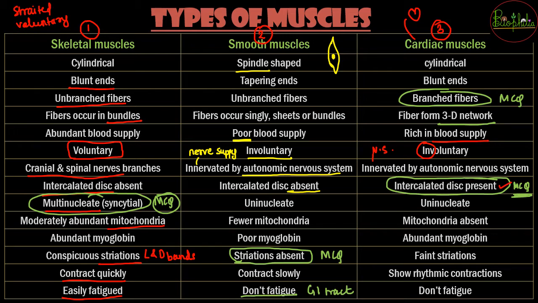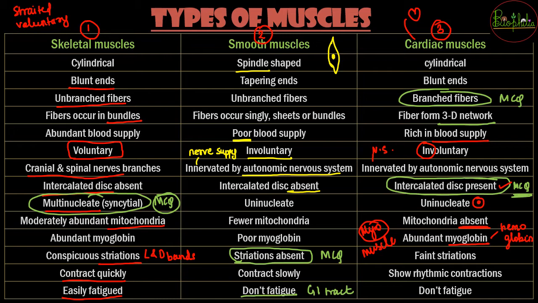Interconnected discs are present. It is uninucleate, only one nucleus. Mitochondria are absent. There is abundant myoglobin. What is myoglobin, you might ask? Myoglobin is similar to hemoglobin. What does the hemoglobin do? Similar work is done by myoglobin. The word myo, as I told you, is related to muscles. So the hemoglobin substitute that is present in muscles is called myoglobin.